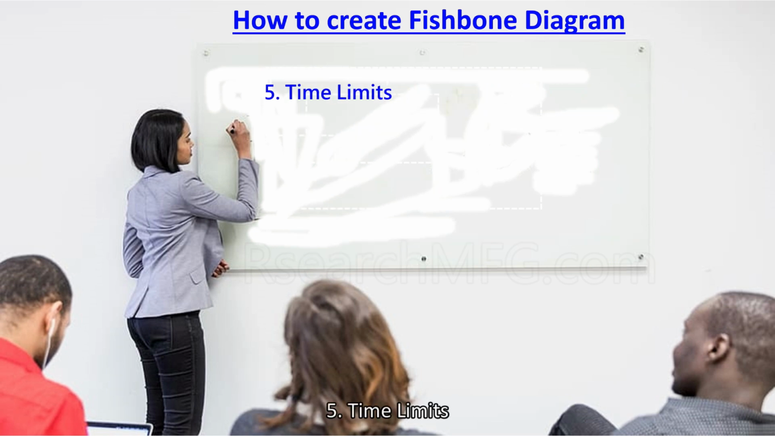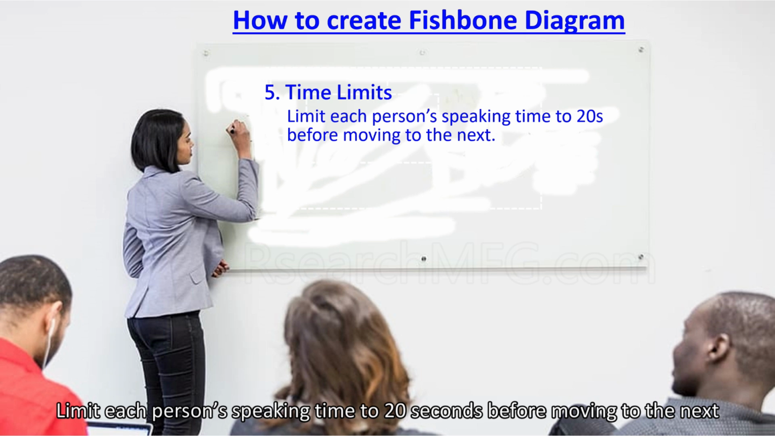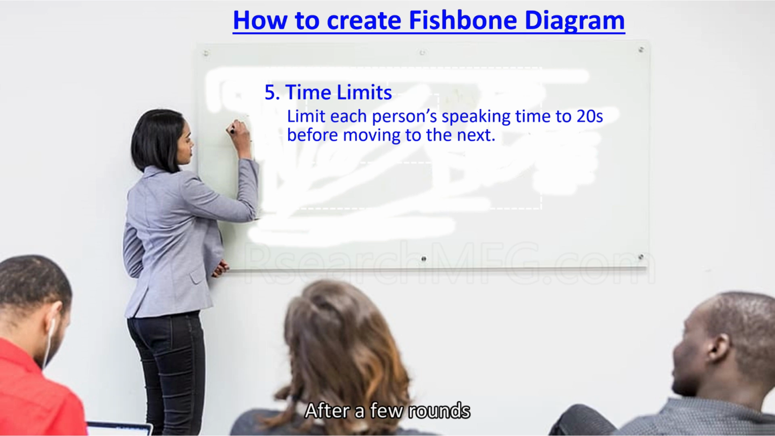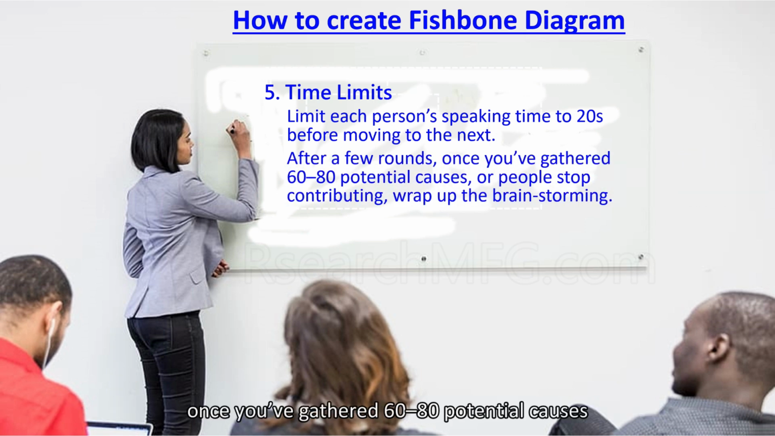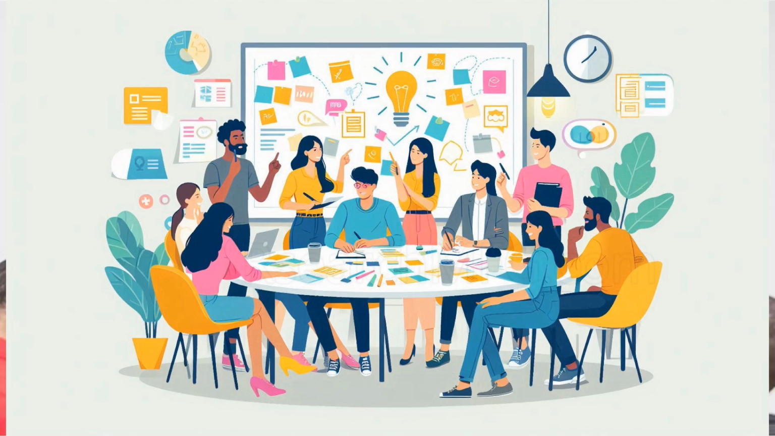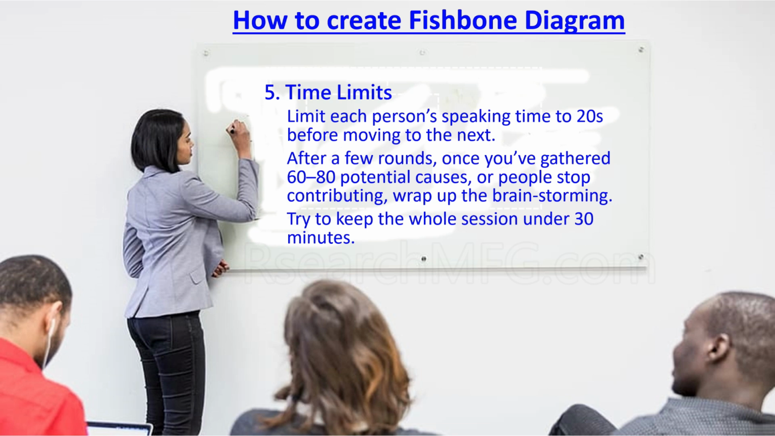5. Time limits. Limit each person's speaking time to 20 seconds before moving to the next. After a few rounds, once you've gathered 60-80 potential causes or people stop contributing, wrap up the brainstorming. Try to keep the whole session under 30 minutes.